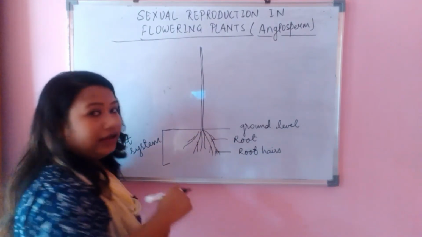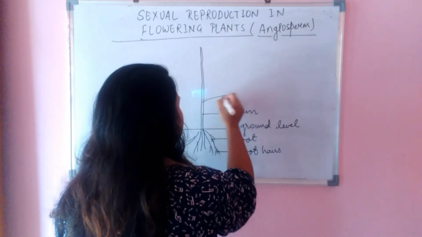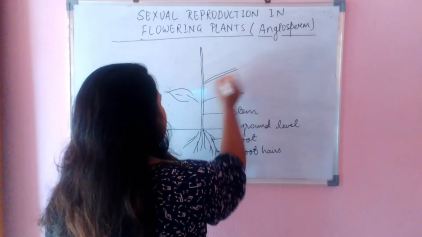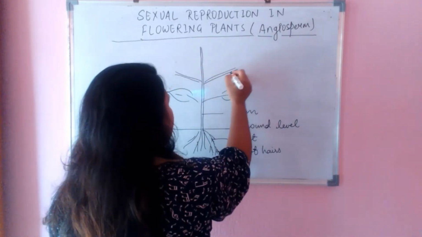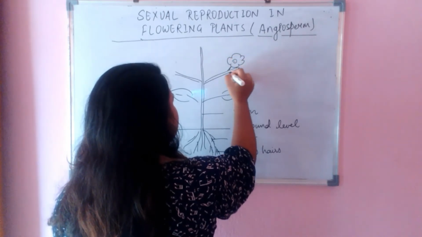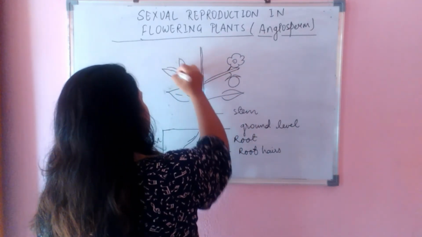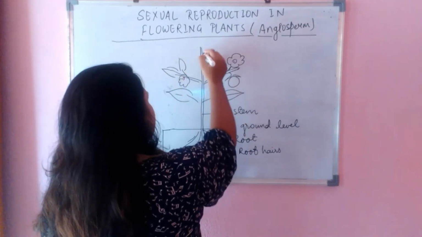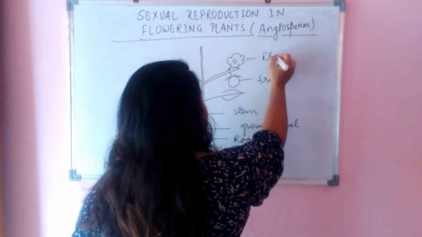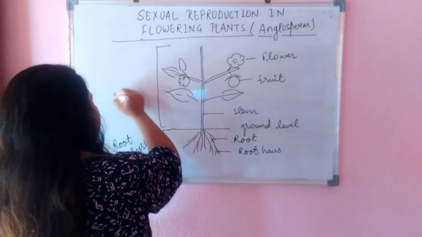Above the ground level, we find different parts. That means the stem, leaf, then branches, we get flowers, and also fruit. And above the ground level, it forms a shoot system.